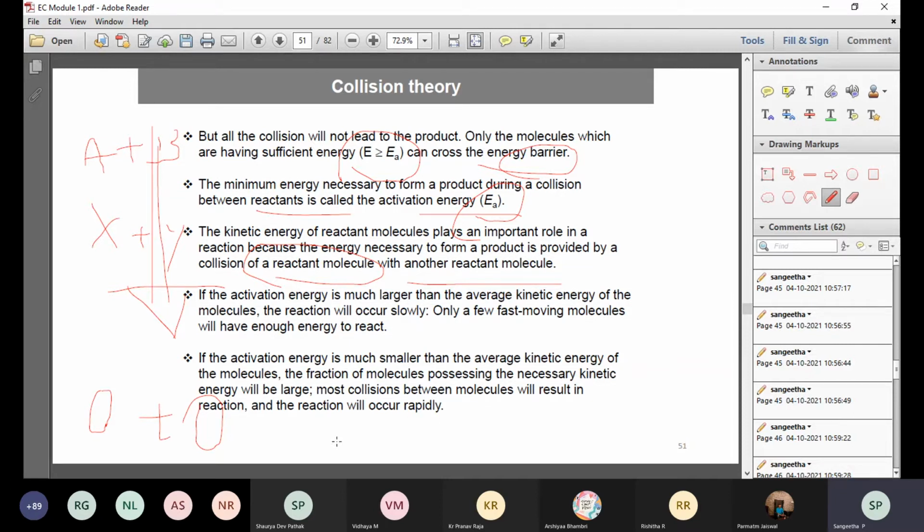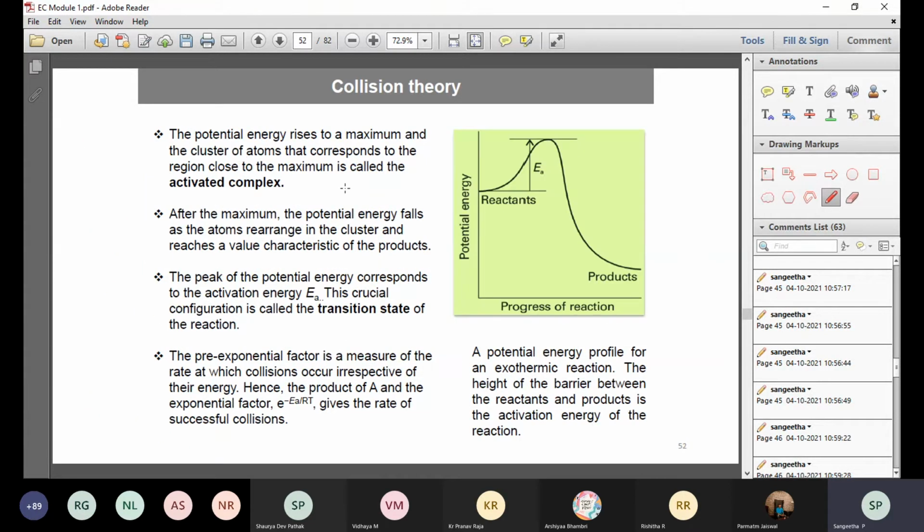Most collisions between the molecules will actually result in a reaction, and the reaction will occur rapidly. See, the potential energy rises to a maximum, and the cluster of atoms corresponds to the region close to the maxima, and it's called the activated complex finally.